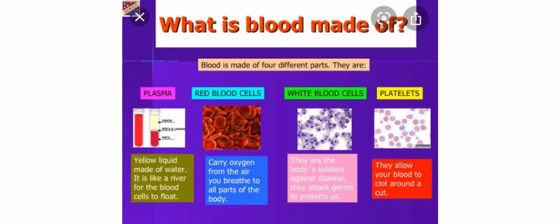Next is white blood cells, WBC. They are the soldiers of our body. They fight against the germs and protect our body from diseases. Next is platelets. They allow our blood to clot around a cut. Whenever any wound is there in your body, you can see that for some time blood will come out and after that it will stop and a clot is formed. This is done by the platelets.